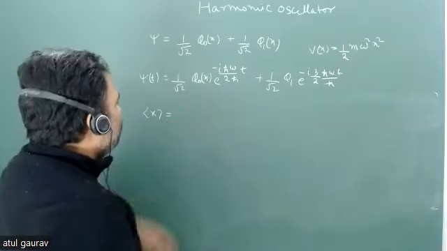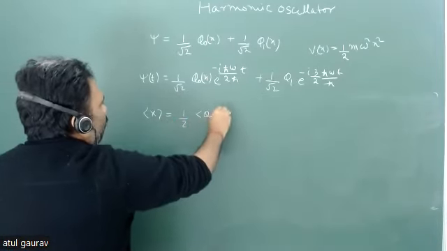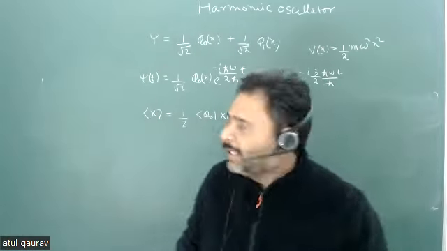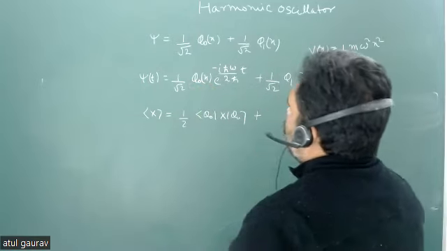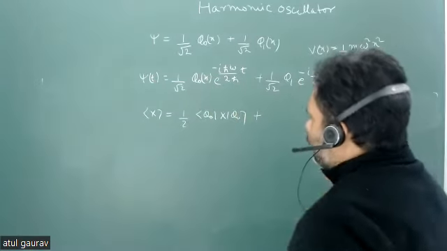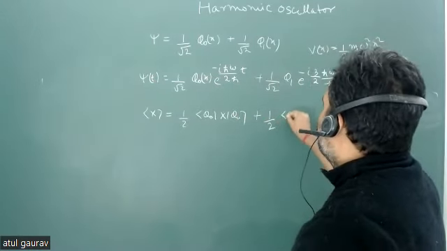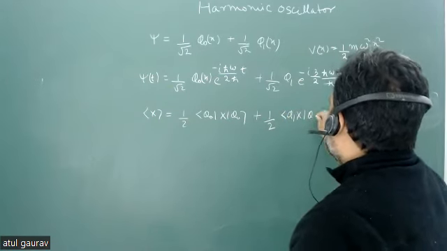So the first term we will get is half psi naught x psi naught. What will be the second term? The reciprocal of this, so you will take a star, then this will be plus, this will be plus. So we can do all this in our mind. What will be the second term? Psi 1 x psi 1.